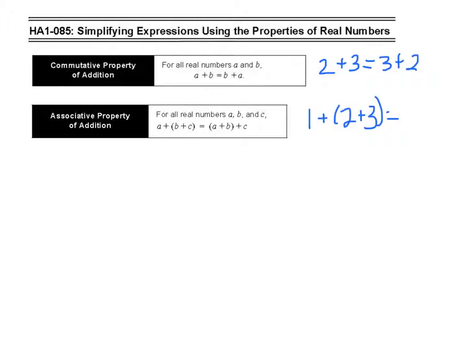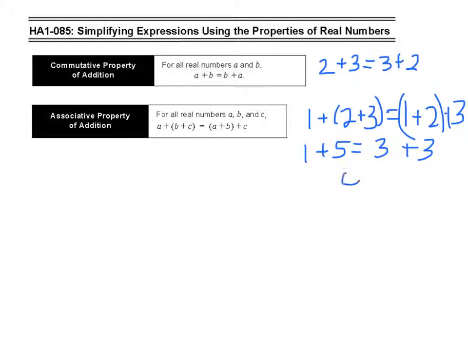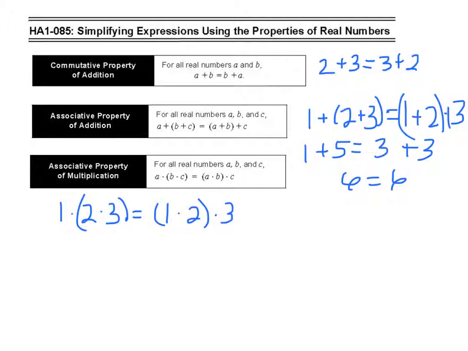Associative, who you're hanging out with. It does not matter the order we add in. So I could add 1 to 2 plus 3, or 1 plus 2 to 3, and either way I have 1 plus 5 is the same as 3 plus 3, sure enough. Same is true for multiplication. 1 times 2 times 3 is the same as 1 times 2 times 3. So I get 6 either way.